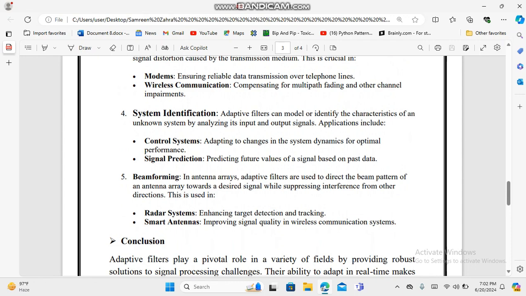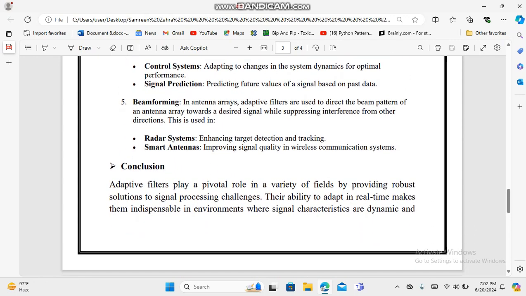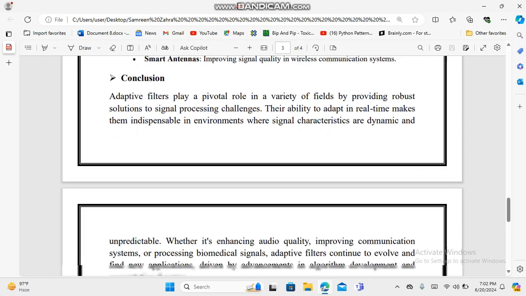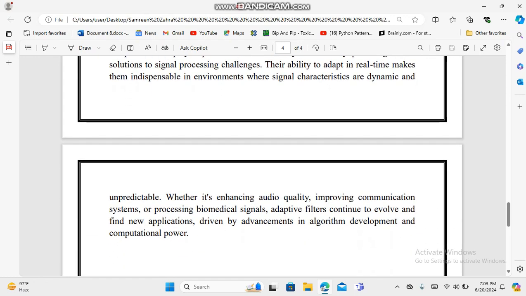At the last, I will sum up my discussion. So, adaptive filters play a pivotal role in a variety of fields by providing robust solutions to signal processing challenges. Their ability to adapt in real time makes them indispensable in environments where signal characteristics are dynamic and unpredictable. Whether it's enhancing audio quality, improving communication systems, or processing biomedical signals, adaptive filters continue to evolve and find new applications, driven by advancements in algorithm development and computational power.